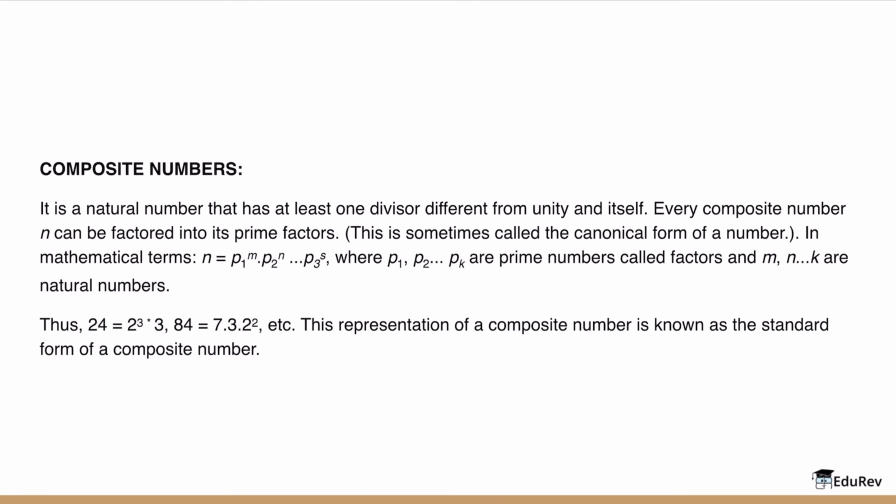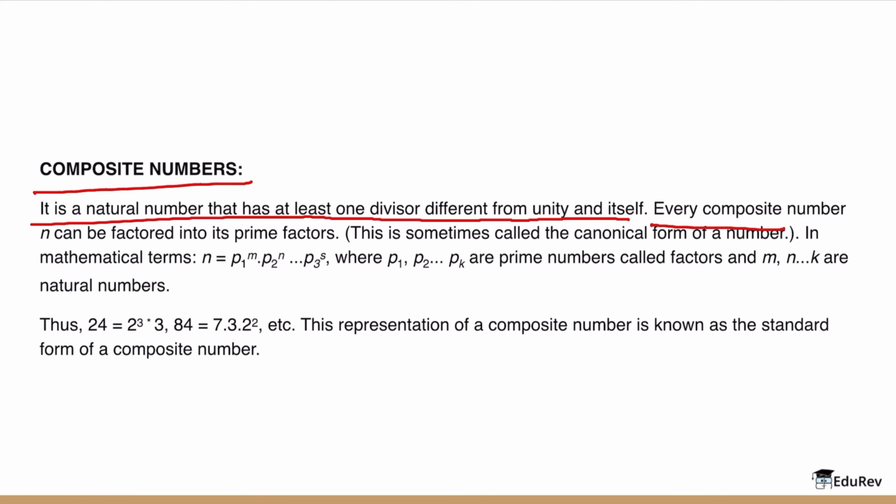we have a concept called composite numbers. So let's see what composite numbers are. It's a natural number that has at least one divisor different from unity and itself. Just before integers, we studied prime numbers, where I told you the divisors have to be the number and unity. For a composite number, any number is composite if it has at least one divisor other than unity and the number itself. Then that is your composite number.